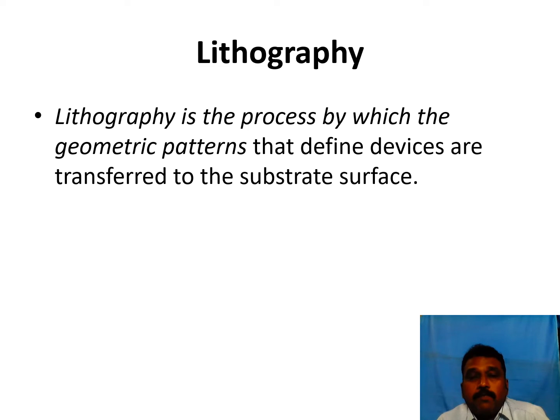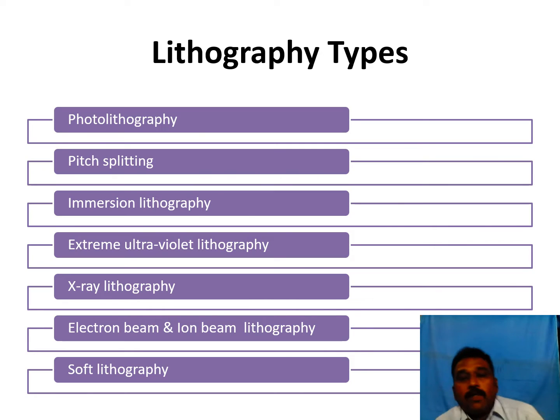So what is lithography? It is a process by which the geometric patterns that define devices are transferred to the substrate surface. So we need a geometric pattern over the substrate, so that the electrical connections and the devices know how to work. That is made by a process called lithography. So what are these lithography types?